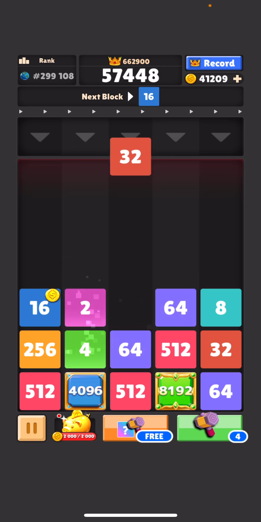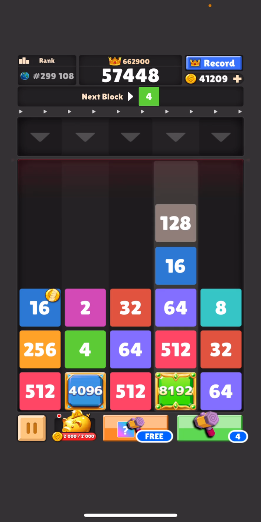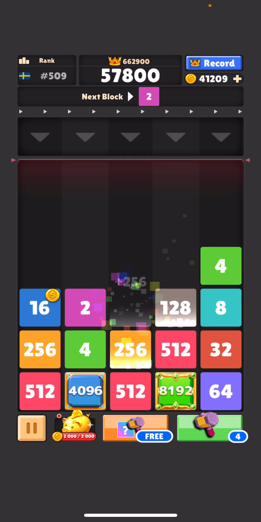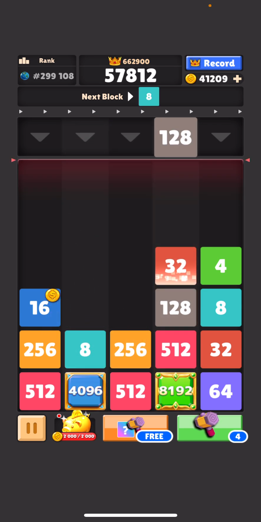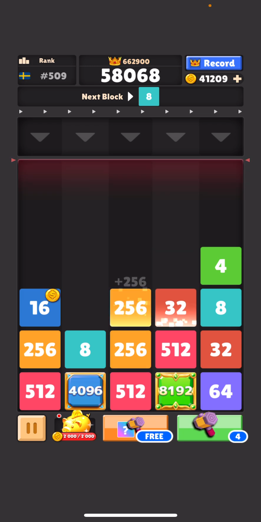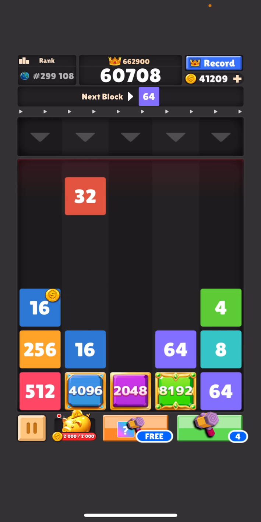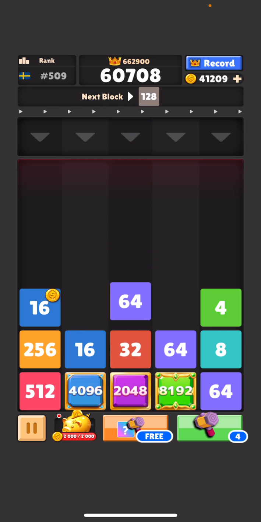So we have a zigzag here with the 64. So we place the 16 there, and we can actually place the 128 on top of it. And there we get the 32 coming down nicely. Let's place the 128. So we're coming down nicely. Now we have a tiny little zigzag, right, with the 16. And we have a zigzag with the 64.